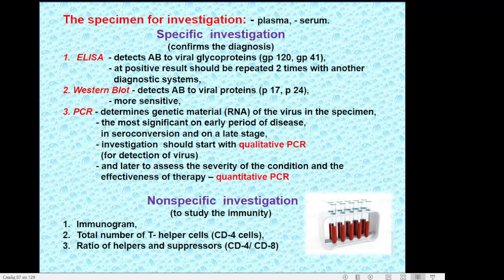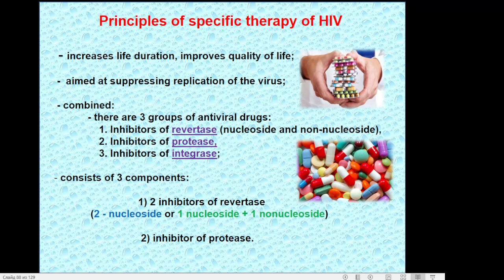Non-specific methods cannot give the name of the infection. All they will do is demonstrate two positions. One, the patient has immunosuppression. In an immunogram, of course, there will be cellular immunosuppression, first of all a decrease in the quantity of T helpers. Other changes will be non-specific. Depending on the clinical picture, it may be pneumonia, candidiasis, TB, intestinal infection, everything.